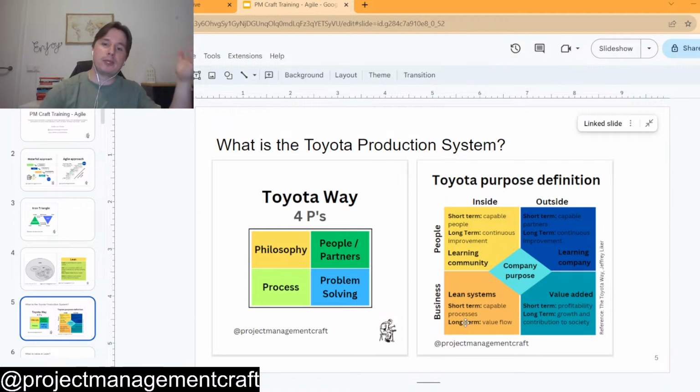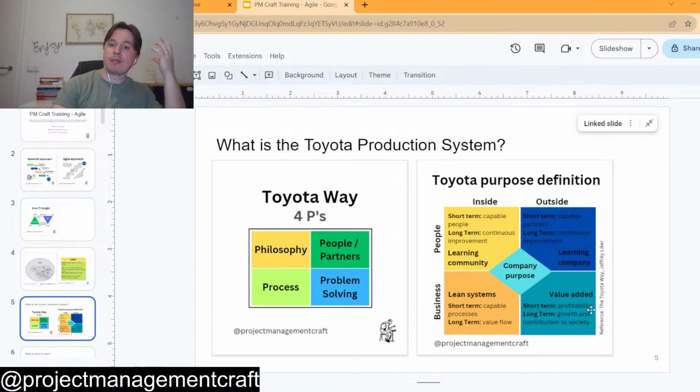And then when you look at business, of course, you have the lean systems: short-term, capable processes, because without capable processes they cannot execute, they cannot produce anything. But in the long term, what they're looking for is the value flow. I'm going to explain also what the value definition is from the Toyota perspective, but keep in mind that they are always looking for value flow.